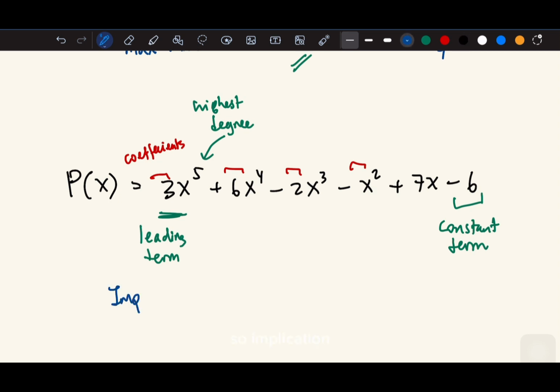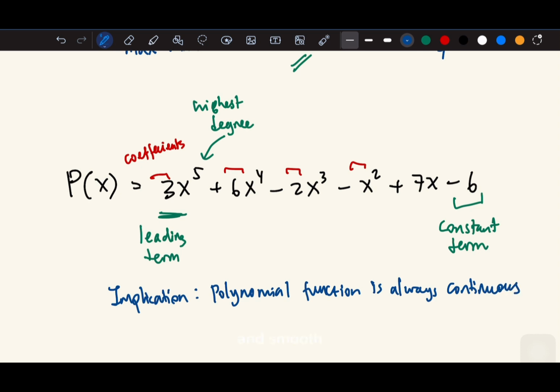So, implication: a polynomial function is always continuous and smooth.